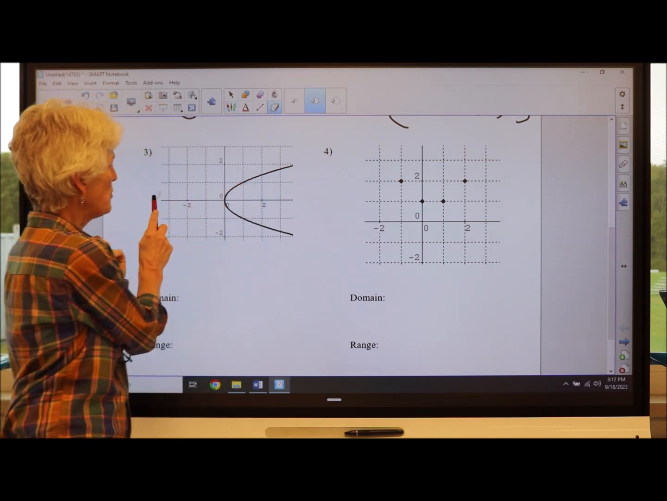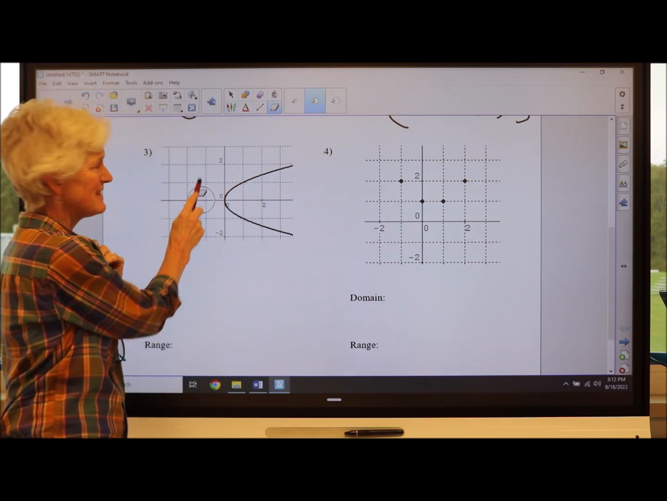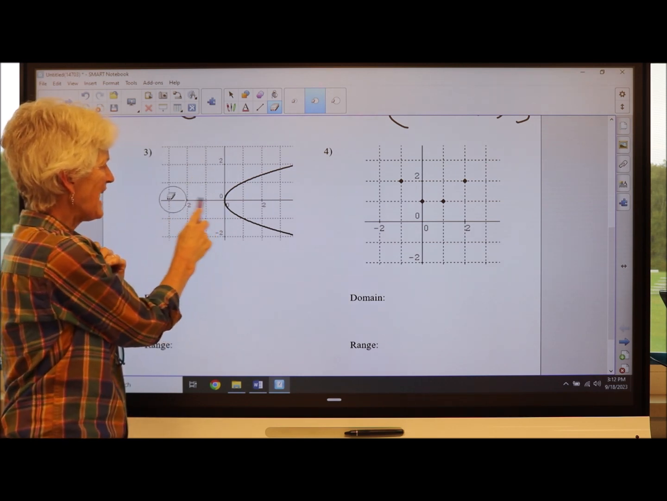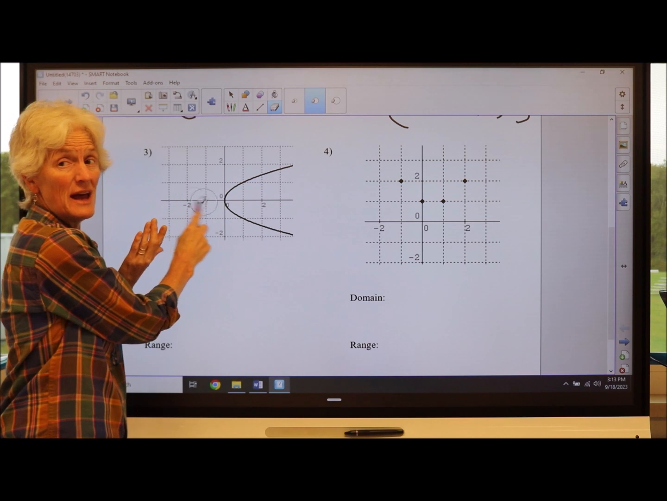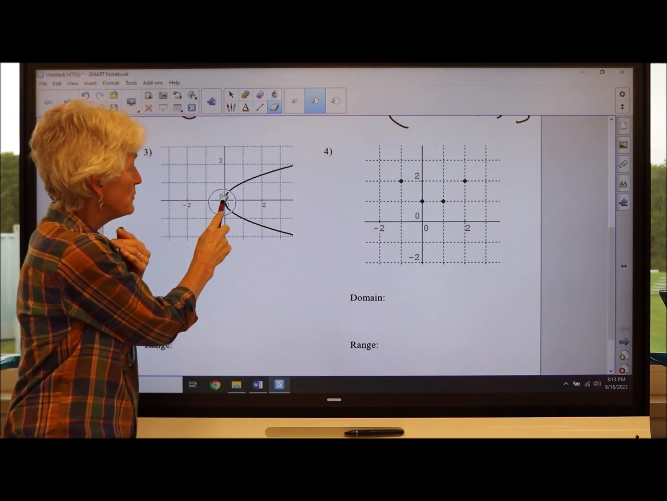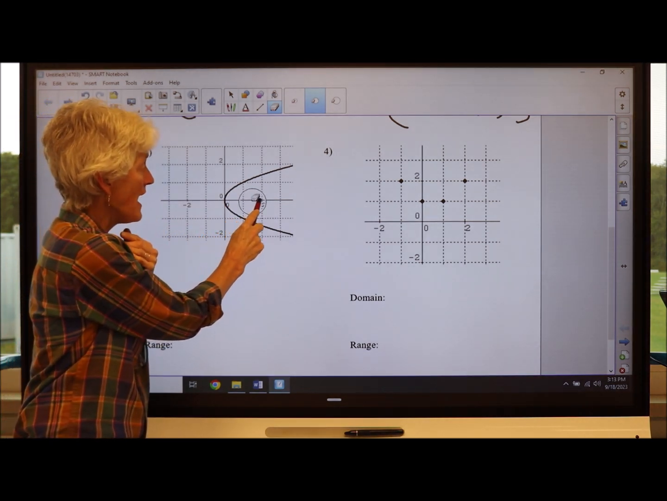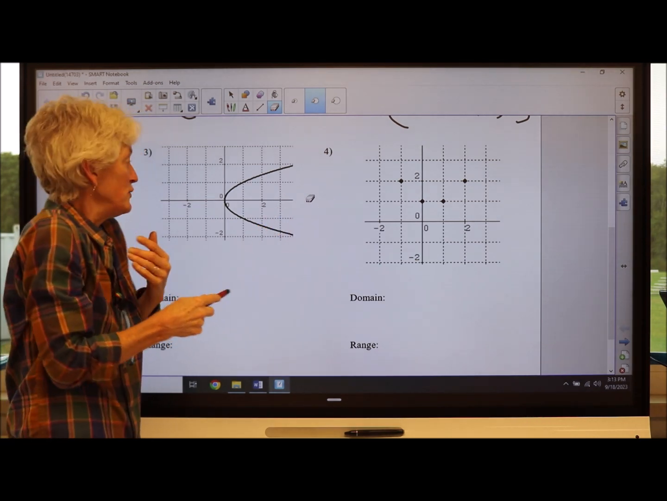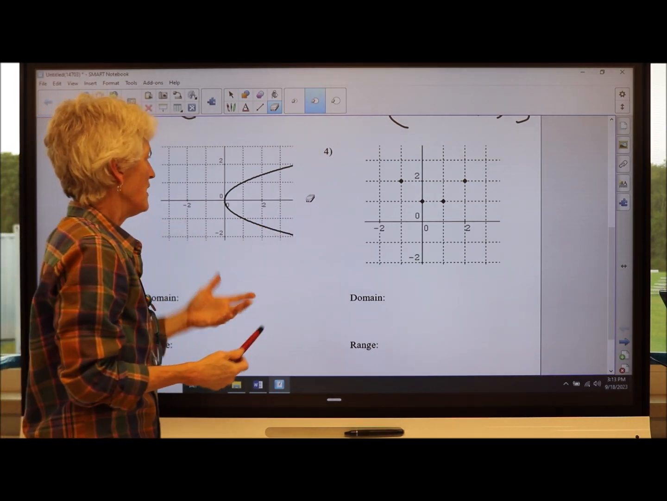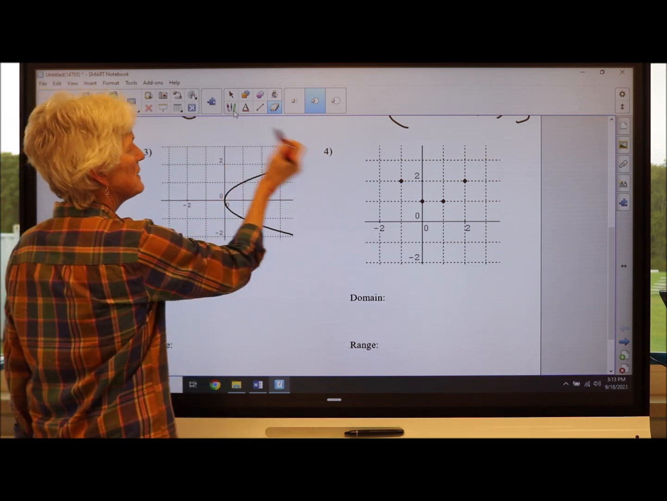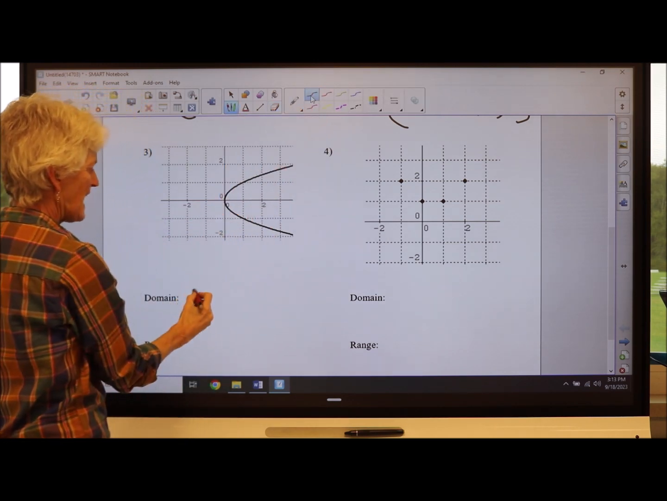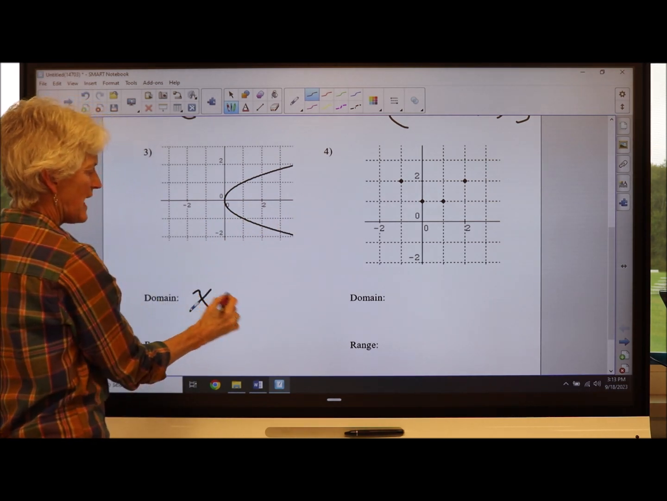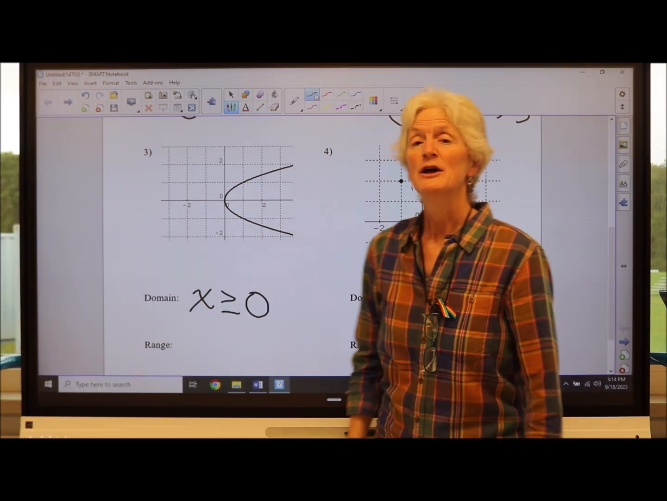If I'm swooping from left to right, do you see anything? Do you see the graph anywhere? No, so I don't think any of these x values get to play. But from 0 on, all of those x values are part of this relation. So I'm going to say that x goes from 0 on, and I can write that like this.